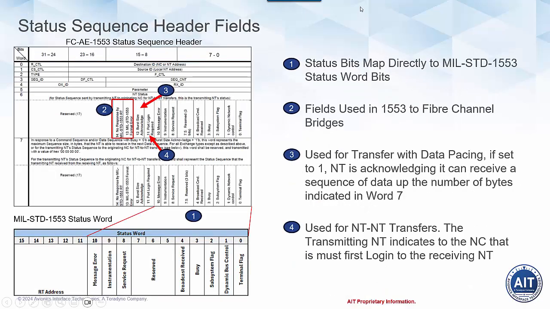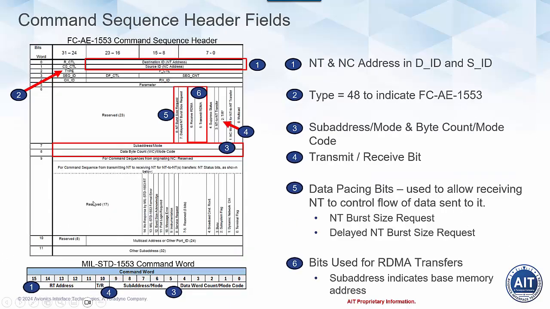FC-AE-1553 provides. Next, we compare the status sequence to the status word in 1553. Oh, sorry, I have to go back to one thing here. I didn't explain word 9. So you actually see a status word in word 9. We'll look at this when we look at NT to NT transfers.